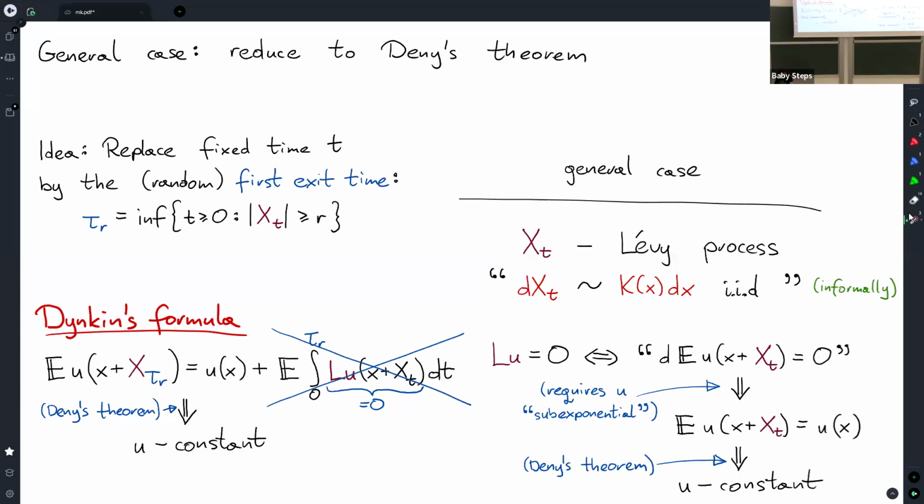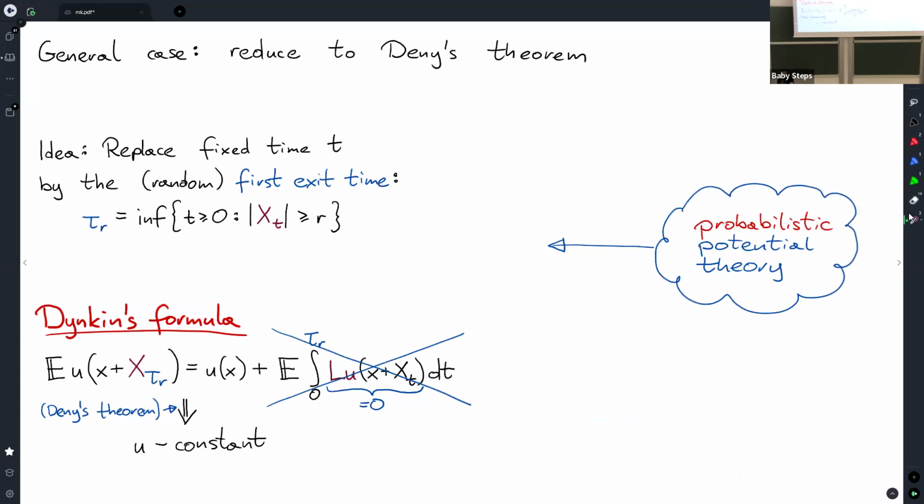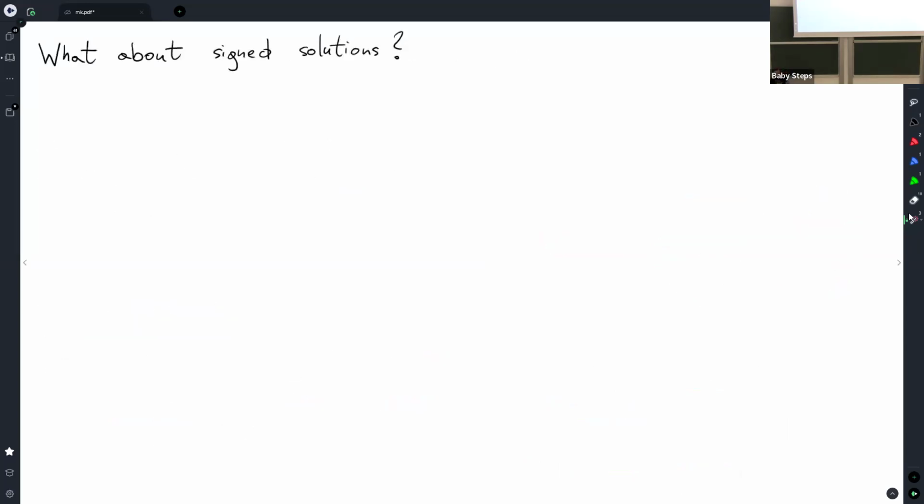Okay, and let me use the last 10 minutes on one more thing. I hope I've really convinced you that probabilistic potential theory is the right approach to certain problems in non-local PDEs. Actually, that probabilistic intuition is something that helps you a lot and allows you to find simpler ways to go about sometimes very complicated problems. But let me spend the last 10 minutes on a different subject.